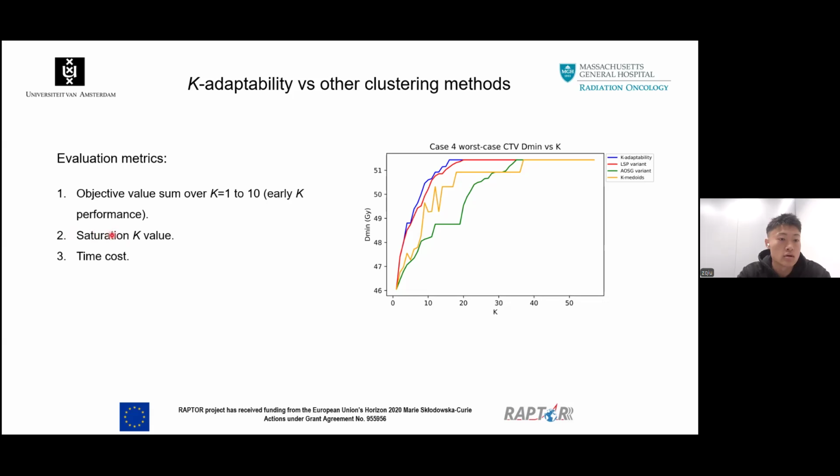The second metric we look at is the saturation K value, which is the earliest K where the objective value doesn't grow anymore and reaches the maximum that's possible. The smaller this value is, the better the heuristic is. And third, we evaluate the time cost, so how much time it takes to finish running this heuristic.